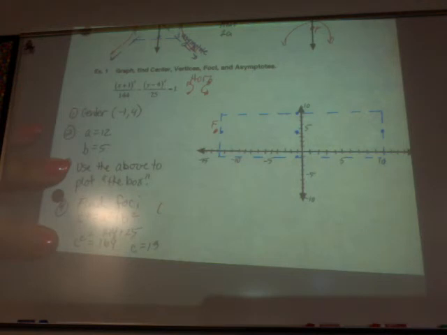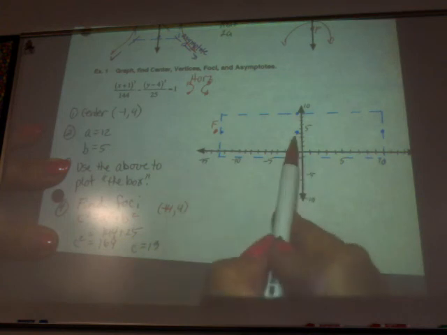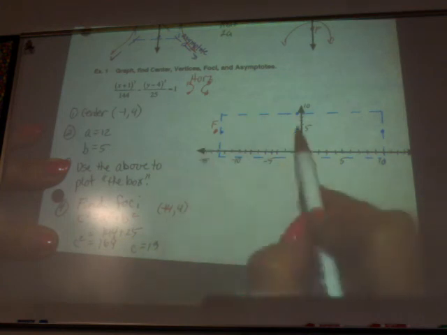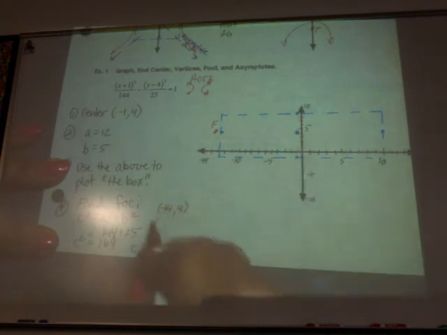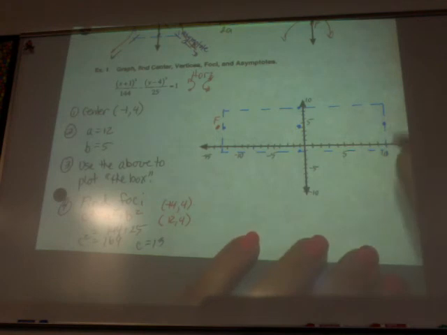It's not negative 13, it's negative 14. So negative 14, 4, because we started at negative 1 and we added a negative 13. And then the other one, we started at negative 1 and added a positive 13, so what's that? 12, 4. It's hard to read when it's not on graph paper. So then our other foci over here would be 1 to the right.